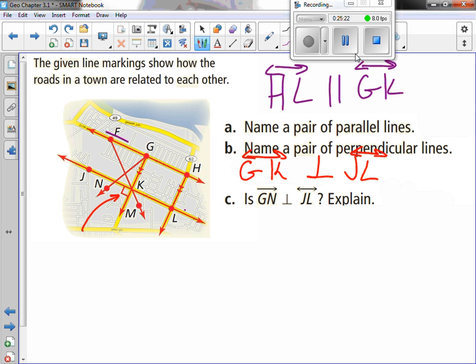Now, is JN, GN perpendicular to JL? No, because why? They don't intersect at a right angle. And our perpendicular postulate says that for any line and a point not on the line, there's only one line that is perpendicular to it. Well, for the line JL and point G, GK is the only line that would be perpendicular. So it doesn't work.